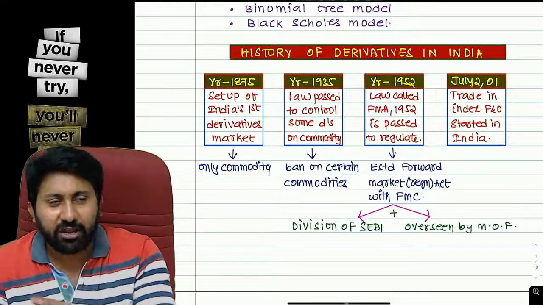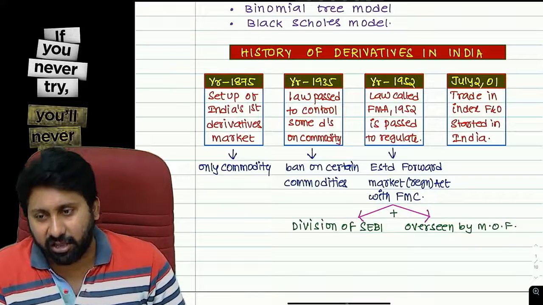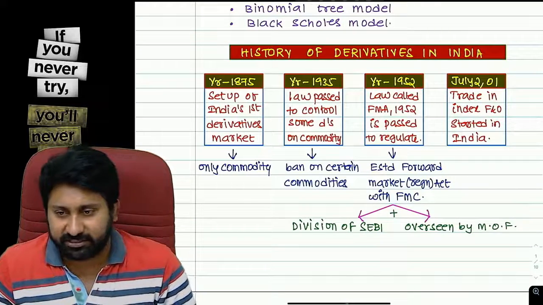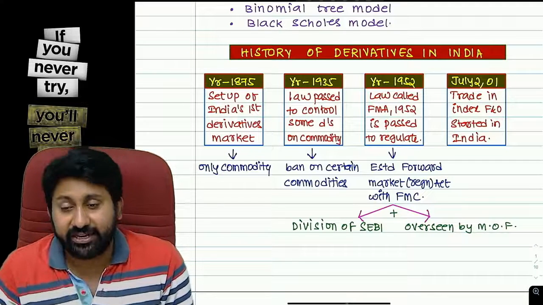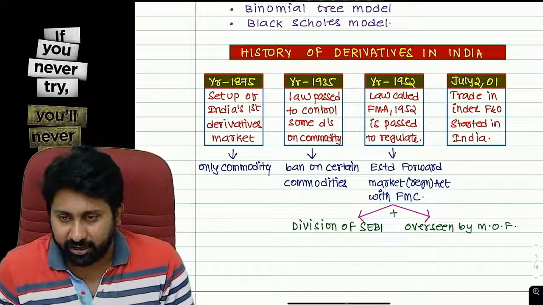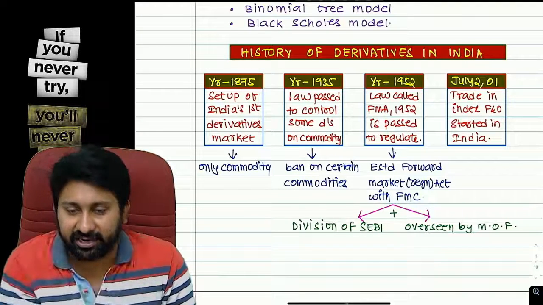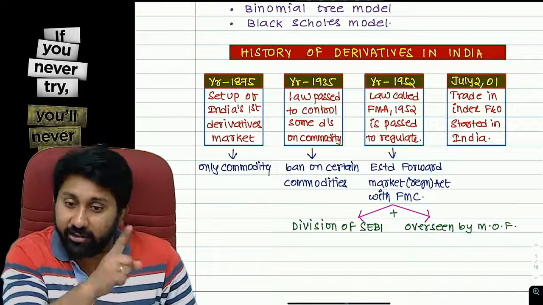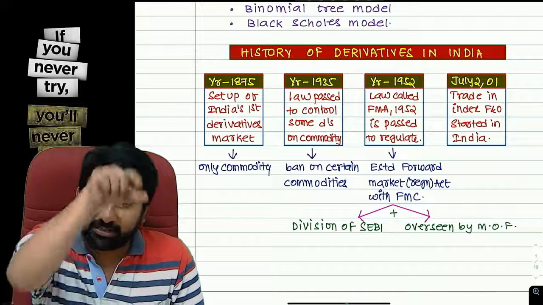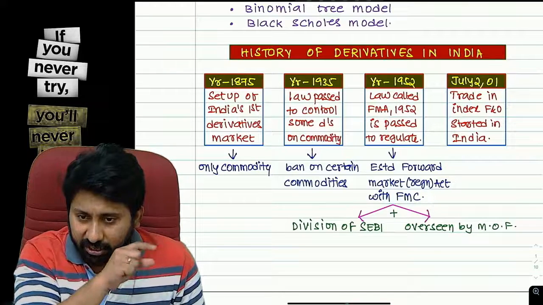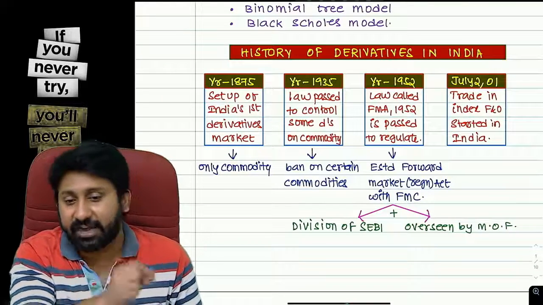I am not talking about each and every event and moment that happened in India. I just want to tell 4 important events. Number 1, 1875. Setting up of India's first derivatives market, but only commodities were getting traded at the time in the form of cotton, silk, indigo and opium. Opium is banned now, but at that time I am talking about, 1875, the first setup of India's derivative market.